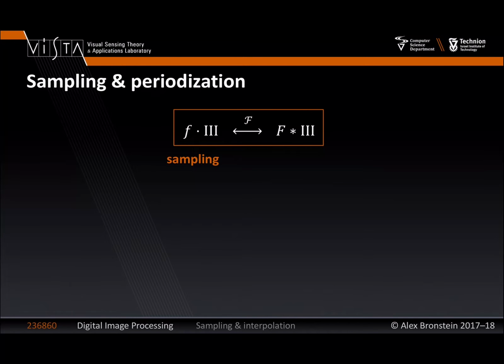Now, in the Fourier transform, we know that product becomes convolution, f becomes the Fourier transform of f, and the Dirac's comb remains the Dirac's comb. So basically, it will be convolution with the Dirac's comb. And what is convolution with the Dirac's comb? It's periodization of the Fourier transform. So basically, sampling becomes periodization in the Fourier transform.